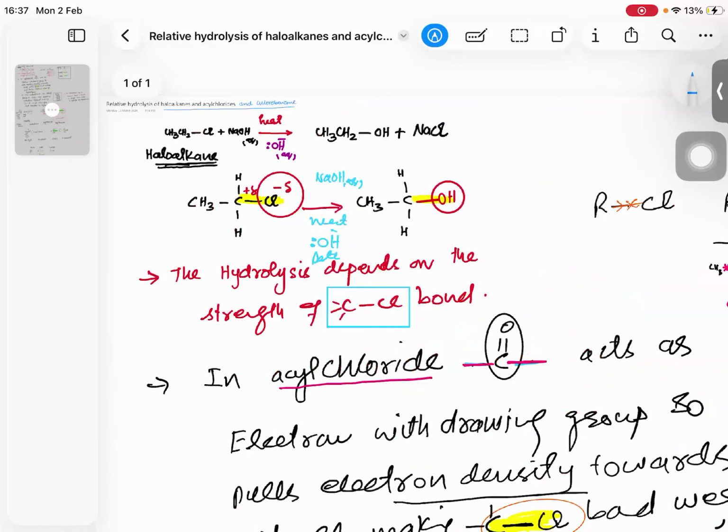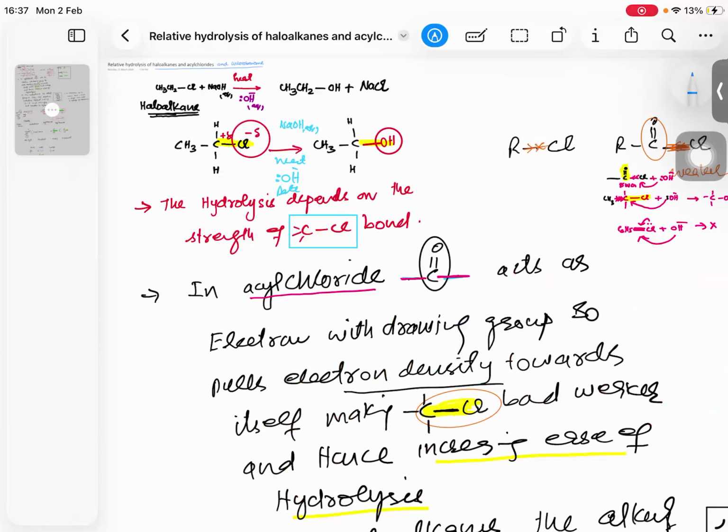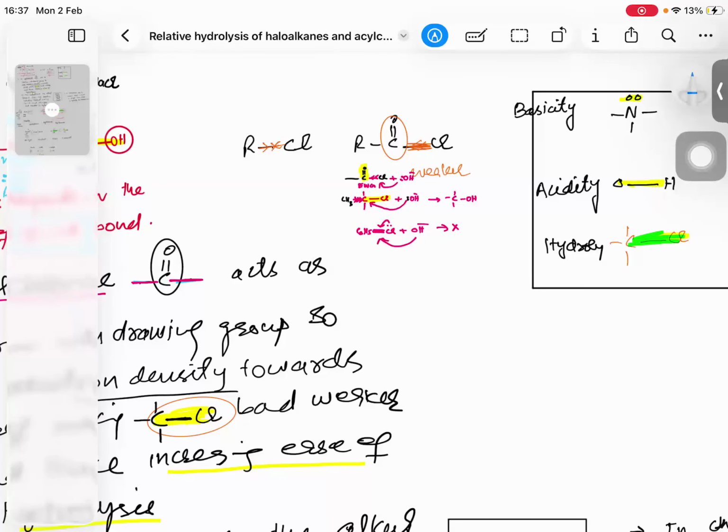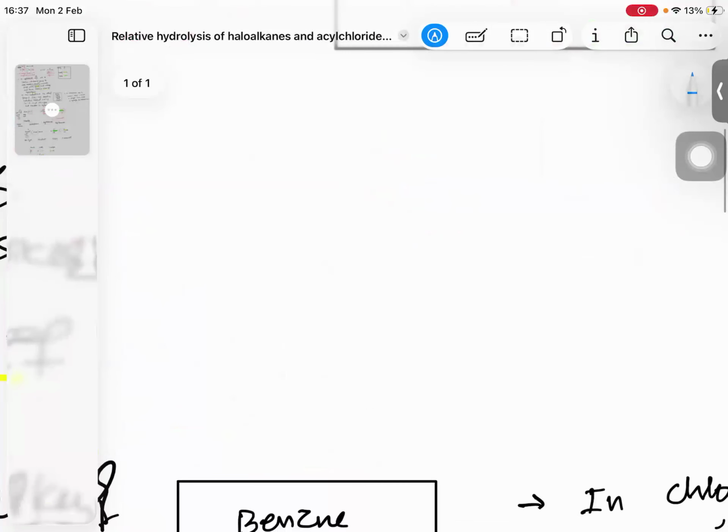Now, first let me explain, then I'll let you write all this. So first, please let me explain this. First, you need to understand what hydrolysis is.